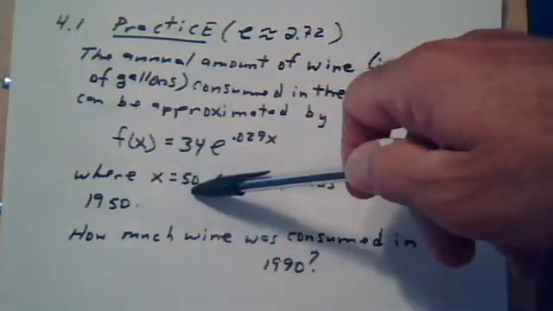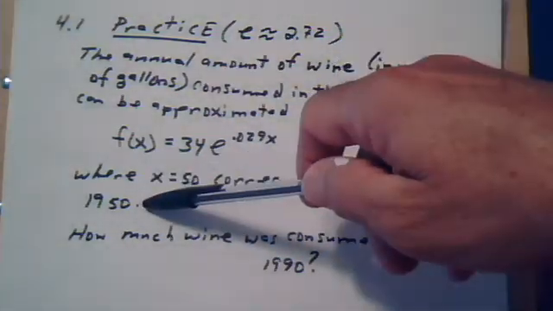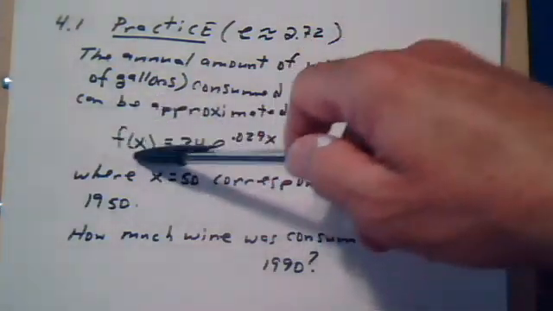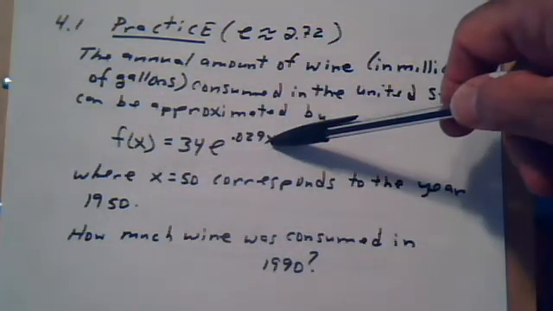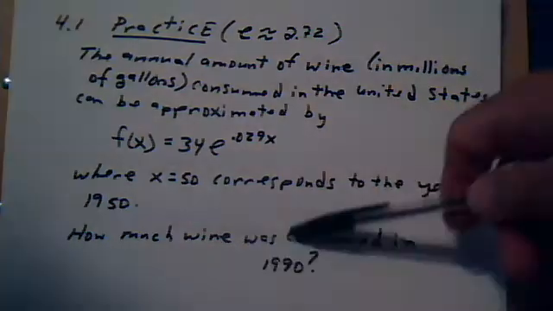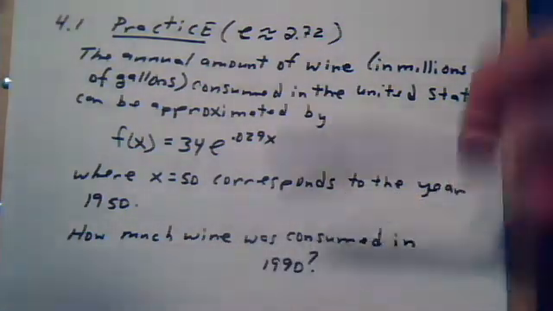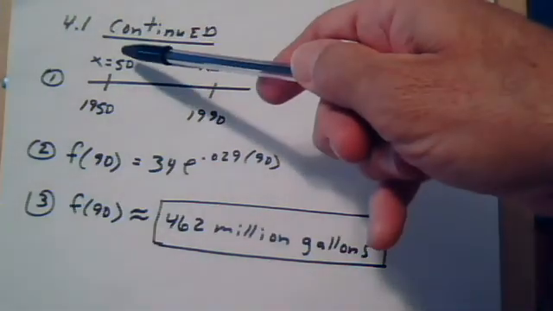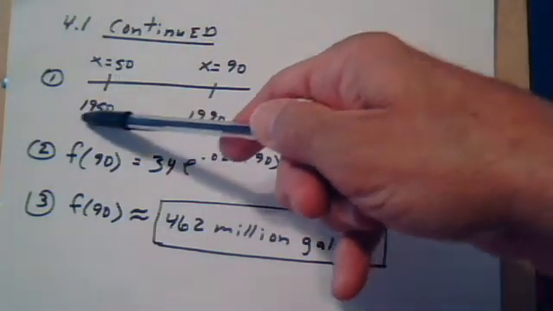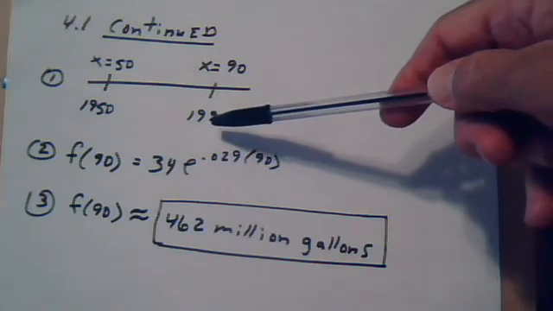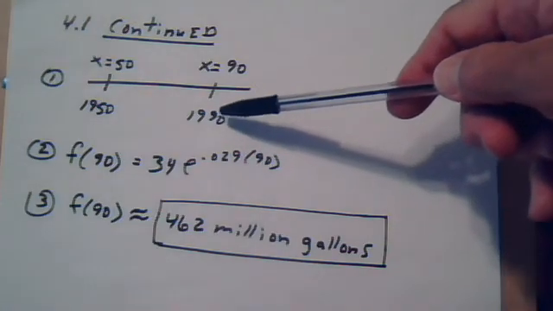Where x equals 50 corresponds to the year 1950. So the x is going to be time. So this is the amount of wine, f of x, and x, all by itself, will be a time variable. How much wine was consumed in 1990? They gave us some information about wine consumed in 1950, and they want us to give them the answer for how much wine was consumed in 1990.